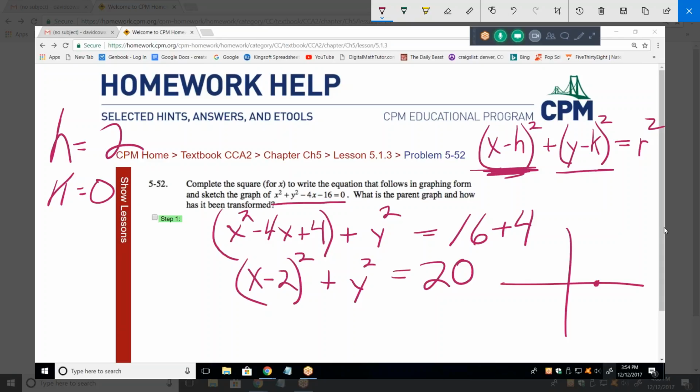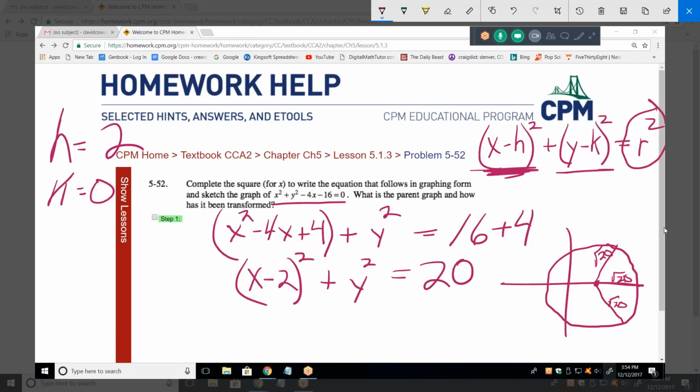What's the radius of the circle? 20? That's r squared. So the radius is the square root of 20. So if I draw a circle about that center, I know that this distance is square root of 20. This distance is square root of 20. All radiuses are the same. That's square root of 20. Okay?